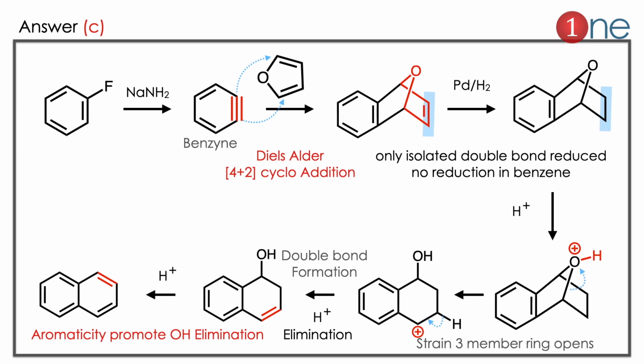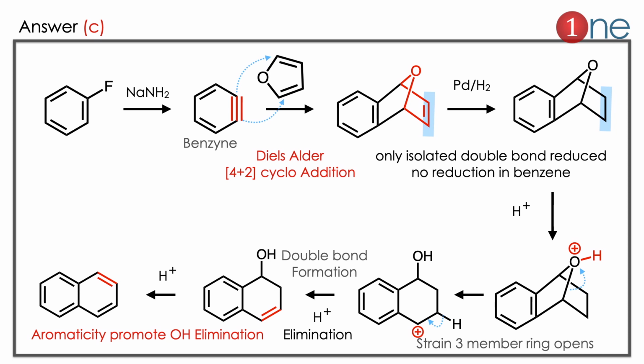The answer is C. Let us see how. The starting material is fluorobenzene. You are using sodamide, so the benzyne intermediate is formed. This is a well-known intermediate. If you use any halobenzene or haloarene, you have the benzyne intermediate. Then you are using furan. A 4 plus 2 cycloaddition will happen, like a Diels-Alder reaction. So the fusion happens, the double bond shifts, and a bridged oxygen is formed there.